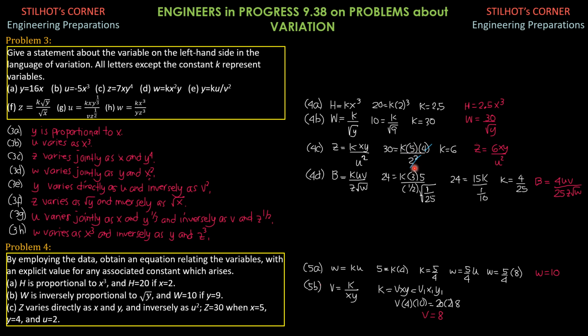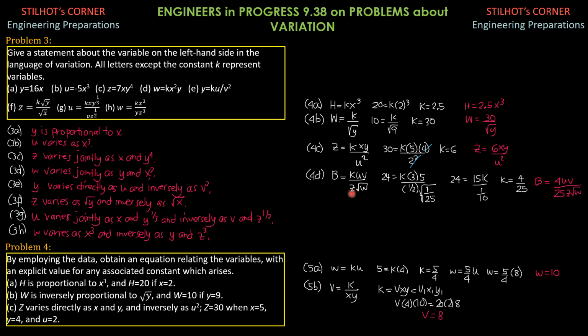So 30 equals k times 5 times 4 over 2 squared. Cancel 4 and 2 squared. So 30 over 5 is 6, k is 6. Therefore, the equation is z equals the constant times xy over u squared, so z equals 6xy over u squared.